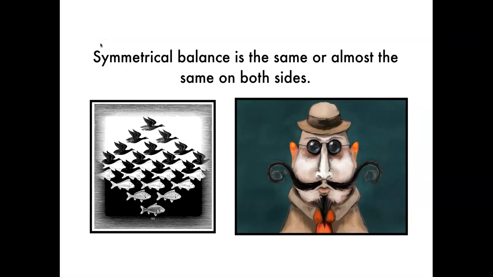Here in this portrait, if you would draw a line straight through the center, it would be the same on both sides. The color is the same on both sides. The texture is the same on both sides. The form of the person is the same on both sides.